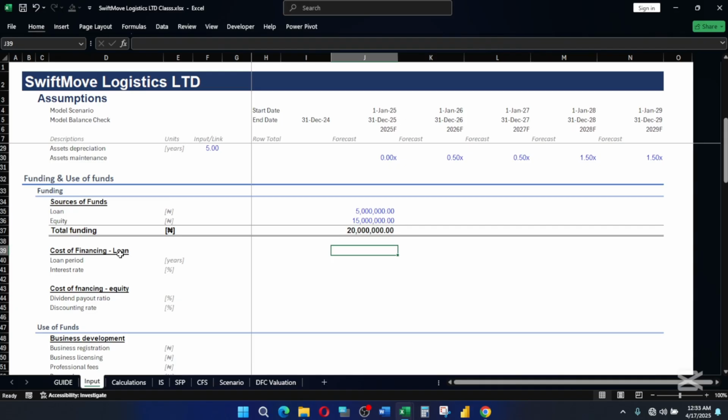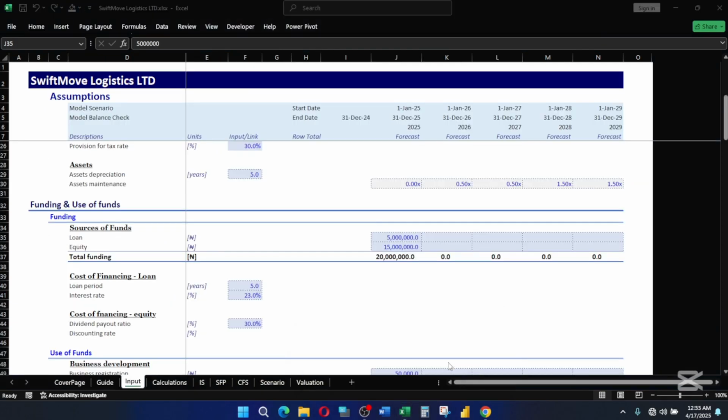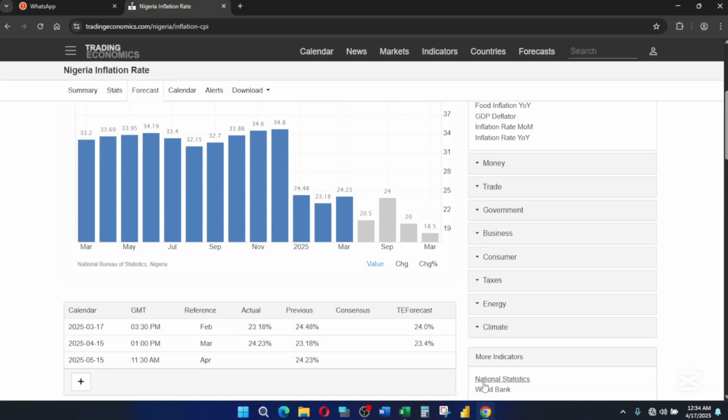Now, if this person is providing this loan to you, how much interest do you want to pay him, and for how long will the loan last? What is the duration, the tenure of that loan? You can see we say the tenure of the loan here is 5 years, and we have the interest rate to be 25 and 23%. Now this is another thing you can do.